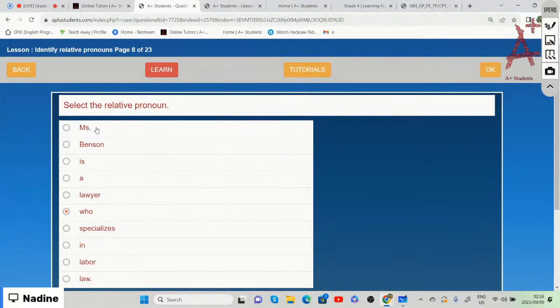So we're going to say Miss Benson is a lawyer who specializes in labor law. So a lawyer, remember we said that when we use words like who and whom, then it is referring to people. So who? She is a lawyer and she specializes in labor law. So we don't say that specializes in labor law.